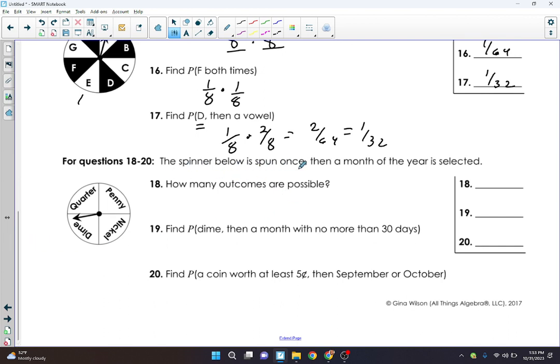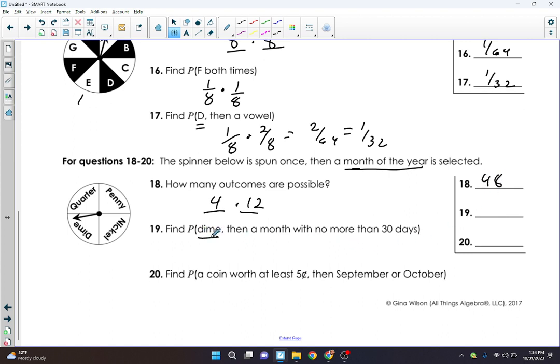All right, the spinner is spun once, and a month of the year is selected. How many outcomes are possible? Since the spinner has 4 options, that's our first slot, and then for a month of the year, there are 12 months of the year. 4 times 12, that'll be 48.